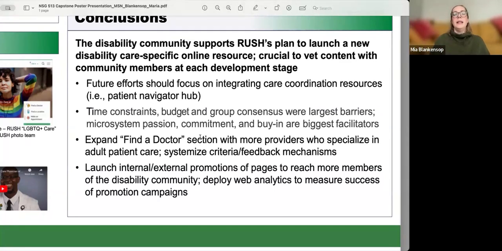But what would be really amazing is to launch internal and external promotions of the pages to reach even more members of the disability community. And we would love to systemize a kind of criteria to get more feedback from patients about how their experience was at Rush with these providers.